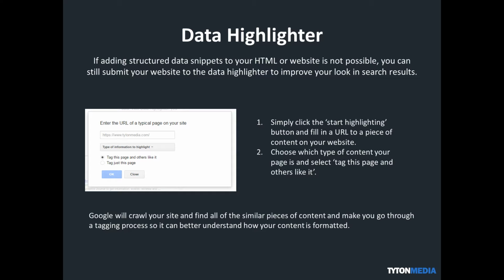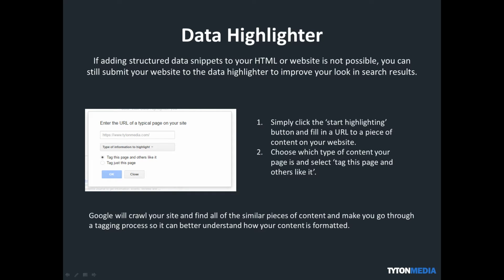Just in the left menu, click the search appearance, and then click data highlighter, and this little pop-up here will come up, and what you put in here is a URL to a typical piece of content on your site that you're looking to highlight. So for example, if you have a blog site or a WordPress site with articles on it, you would add a URL to any random article in this box here.